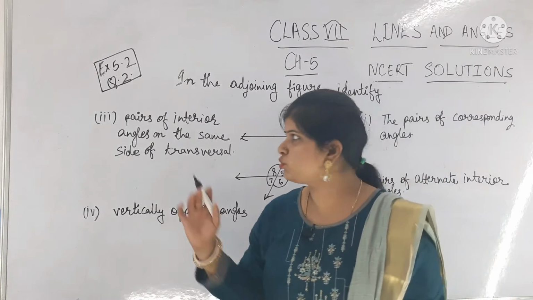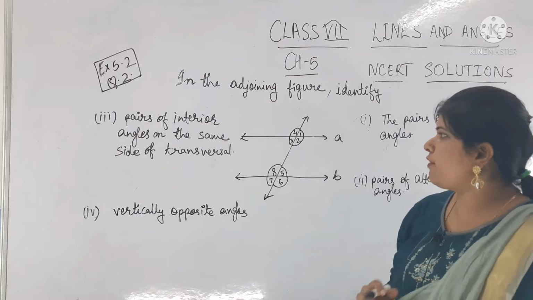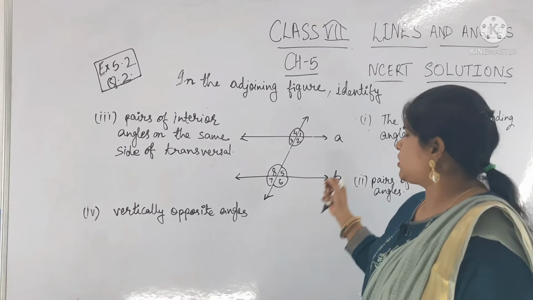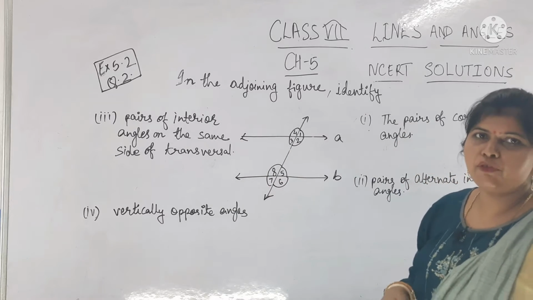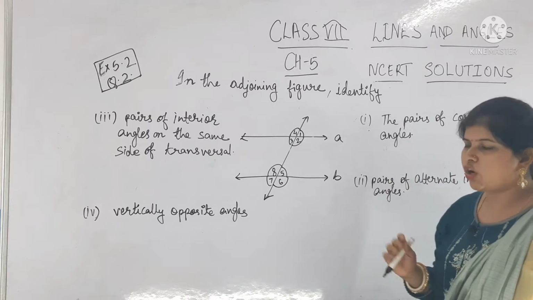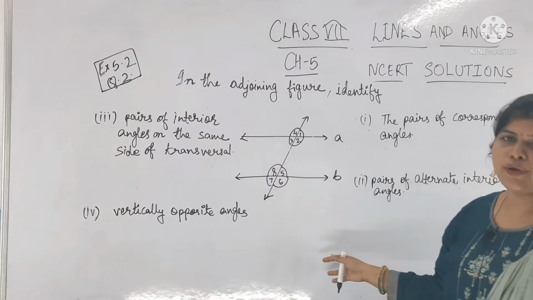Okay students, let's come to the next question, question number 2. Here, in the adjoining figure, some questions are given. You have to find out which pairs of angles are corresponding angles, alternate angles, or on the same side of the transversal. These are the questions.